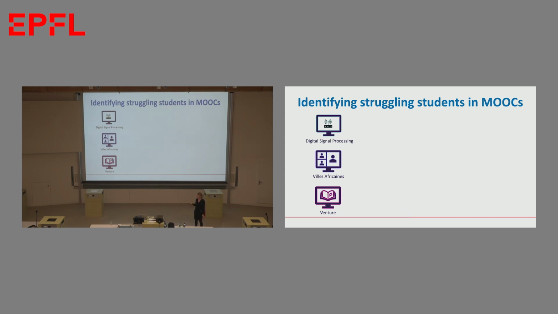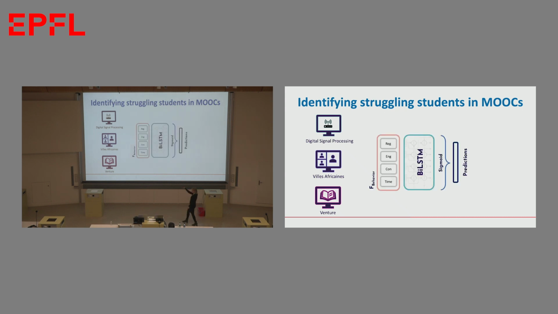So how do we do that? So basically, we take features about their behavior. These are features that are agnostic to the domain. These are features like how regular do they work each week? How much effort do they spend? How consistent are they over time? Are they ahead or behind the schedule? We feed them into a recurrent neural network and then we make a prediction of whether the student struggles or not.